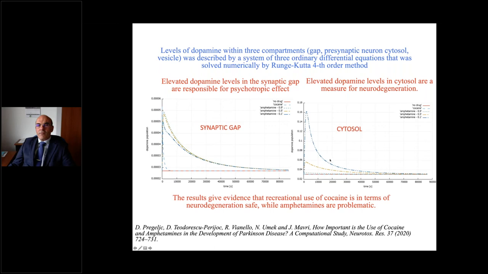While the cytosol is the measure of neurodegeneration, and you see that cocaine does not have any effect on the elevated level of dopamine there, while amphetamines induce elevated levels, and this is a measure of neurodegeneration. At this point, I would like to mention that we had enormous problems to publish that, because you can imagine that in a medical journal to say that cocaine is safe for neurodegeneration is not a good message.